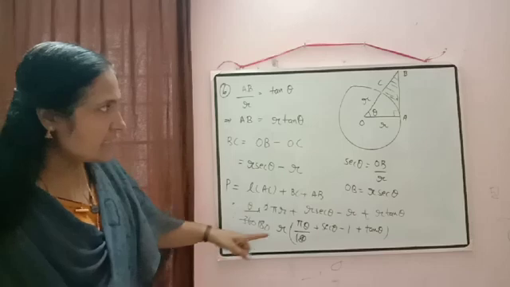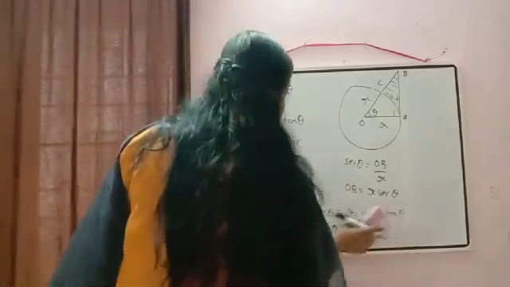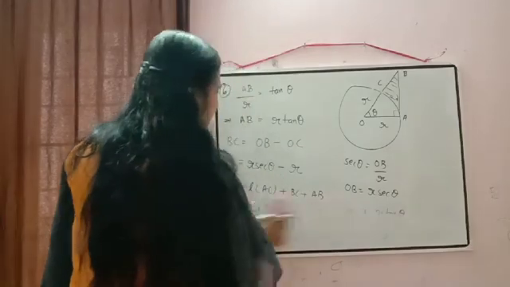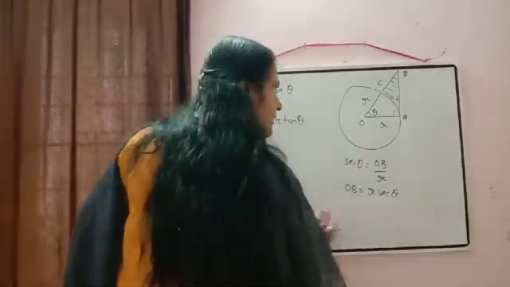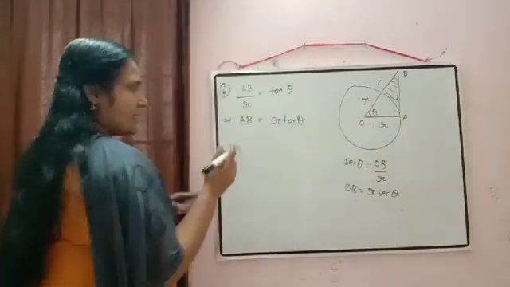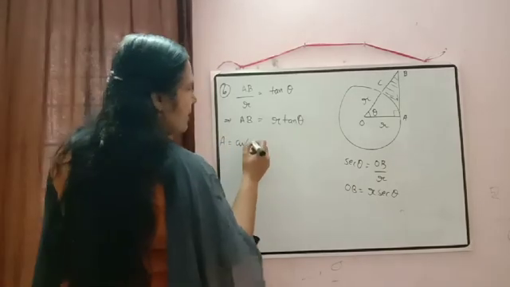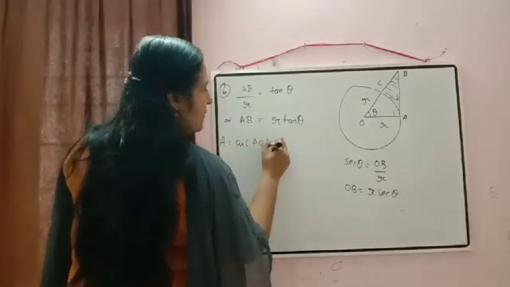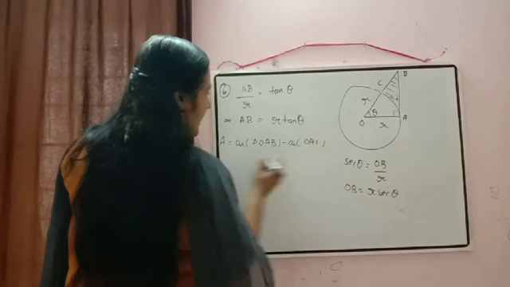Perimeter of the shaded region we got. Now next what we want? Yes, we need the area of shaded region. How will we calculate the area of shaded region? Yes, area of triangle minus area of sector. So write down there, area of shaded region is equal to area of triangle OAB minus area of sector OAC.